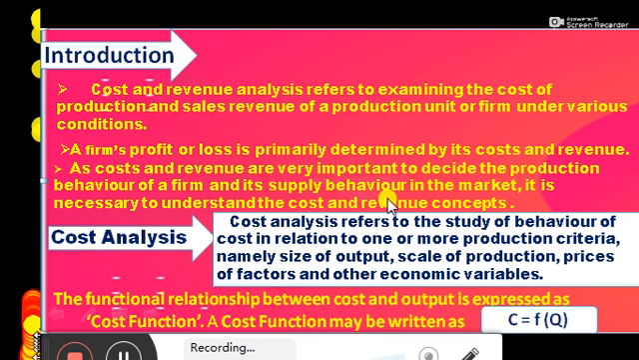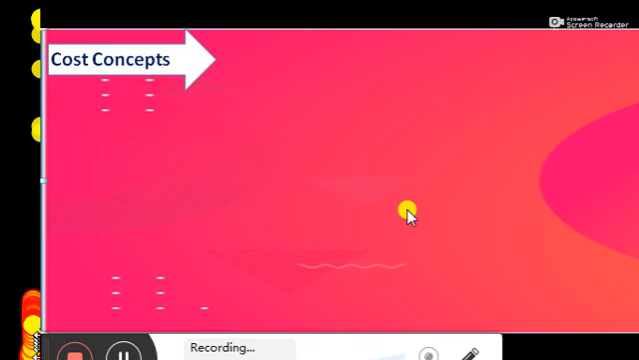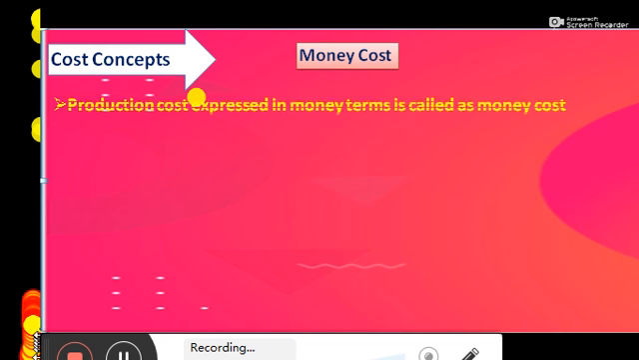Already we said size of production or scale of production. Okay, good. Cost concepts. First one is money cost. Production cost expressed in money terms is called money cost.